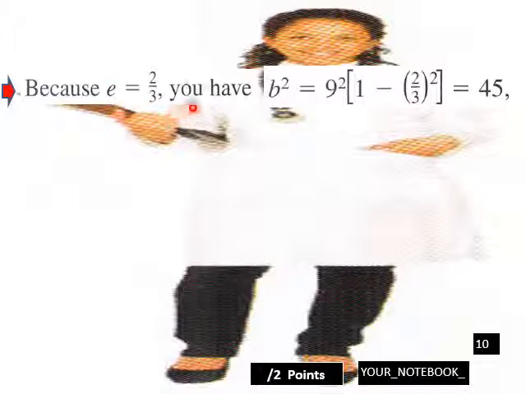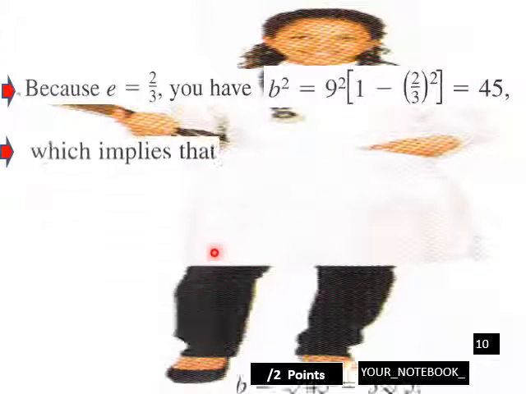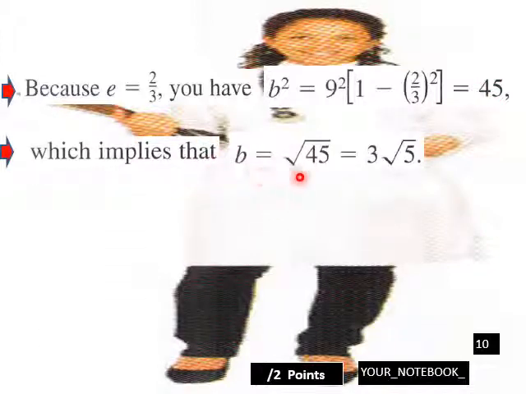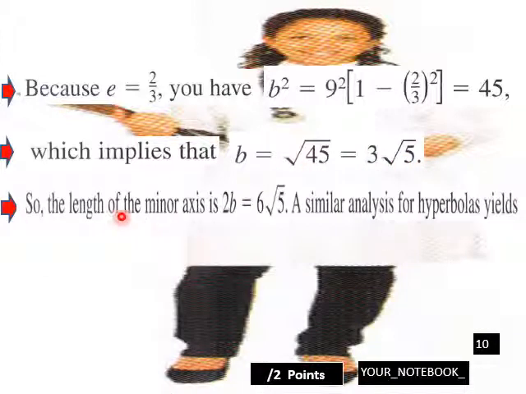Because e equals 2 over 3, you have b squared equals 9 squared times the quantity 1 minus (2 over 3) squared, which equals 45. Which implies that b equals radical 45, which is 3 times radical 5. So the length of the minor axis is 2b, which equals 2 times this, which is 6 radical 5.